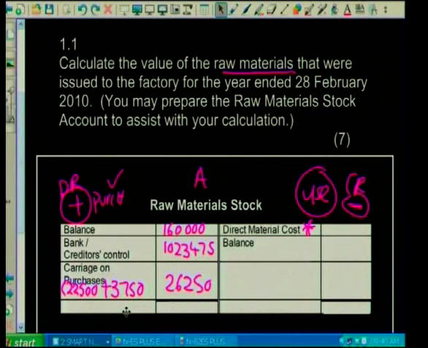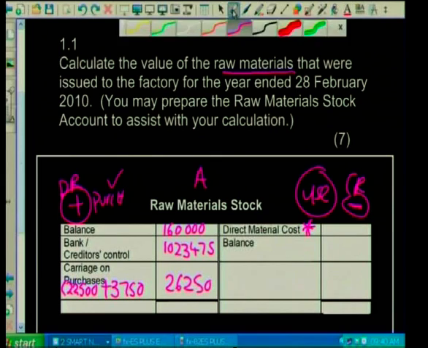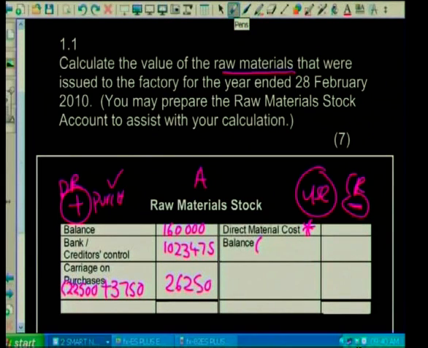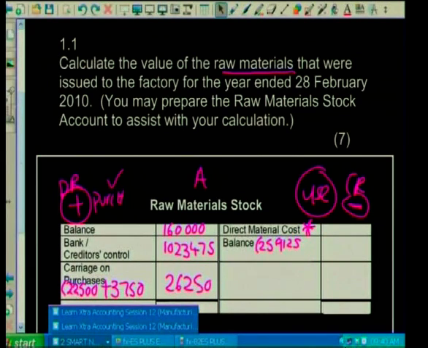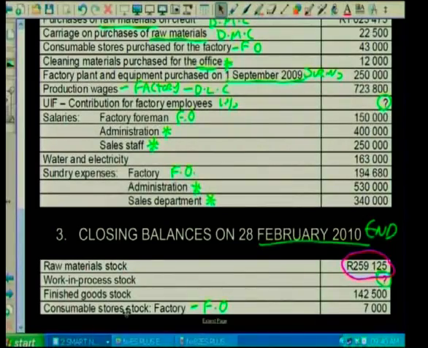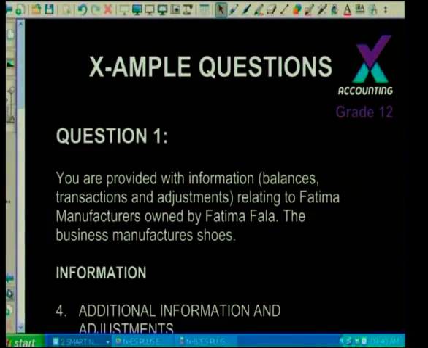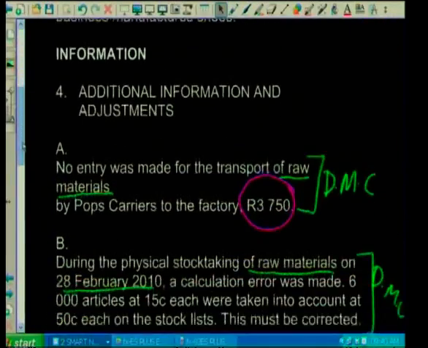Okay, so our balance in brackets, because again, I know that I came across an adjustment for this balance. So let's bring down firstly that amount of 259,125, and let's now go to our additional information. Guys, if I remember correctly, I'm sure it was additional information B. Let's just quickly find that.